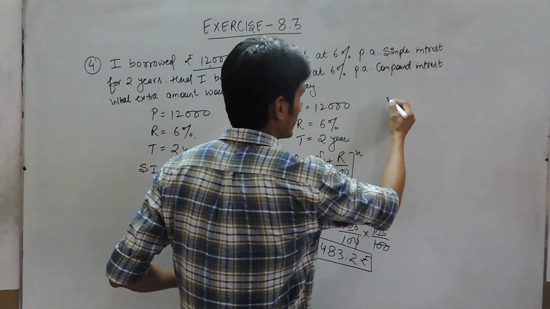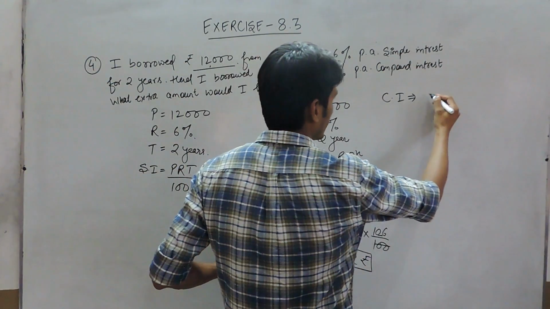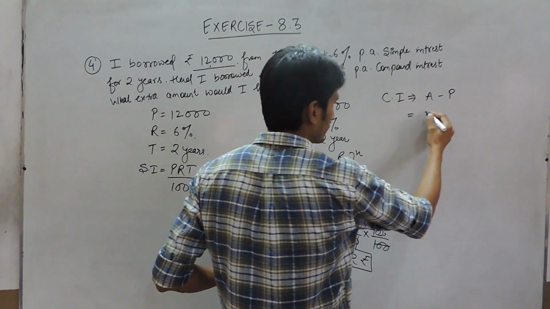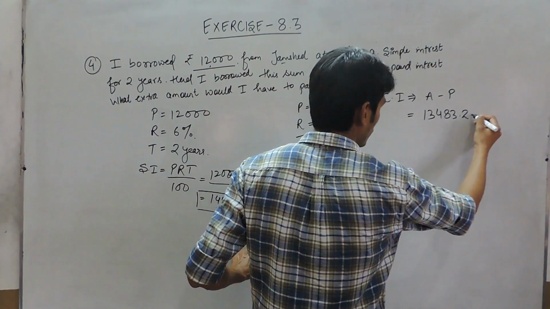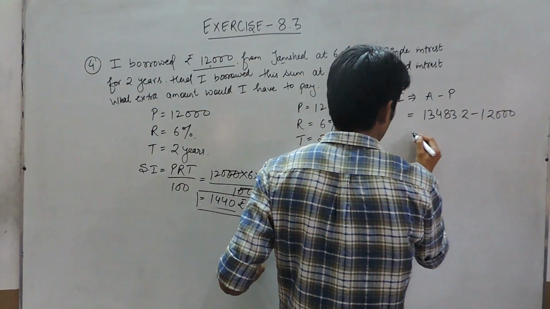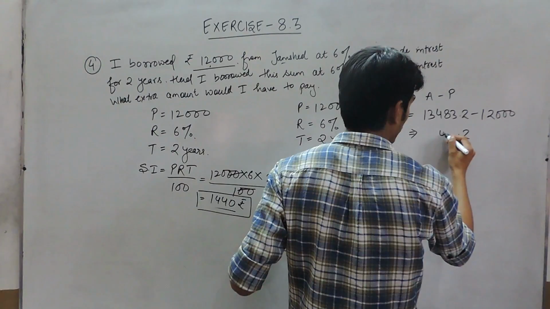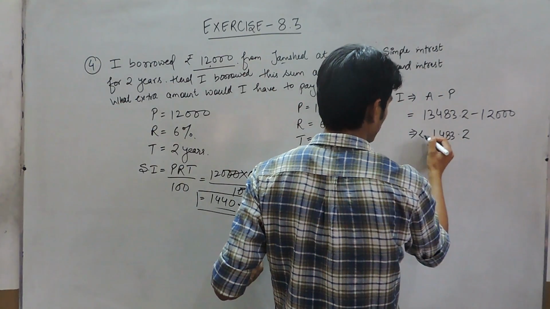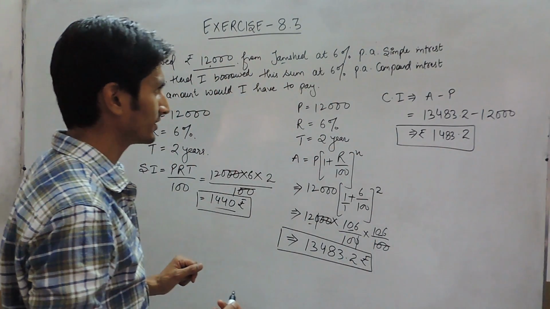So in this case, the compound interest which I have to pay is, compound interest is actually amount minus principal. Here amount is 13483.2 minus principal is 12000. So the interest will be equal to 1483.2. So in the second case I have to pay this much as interest.